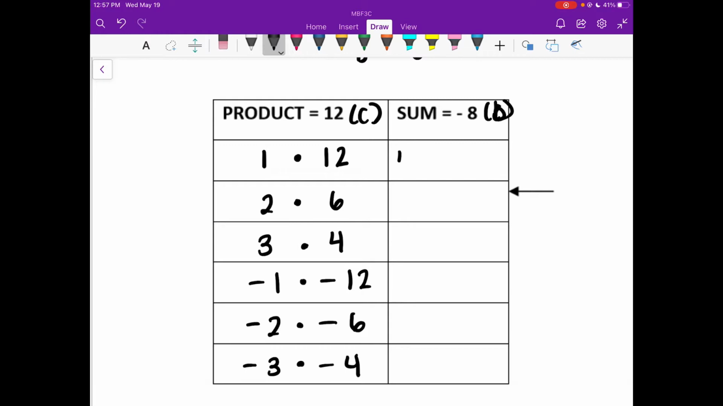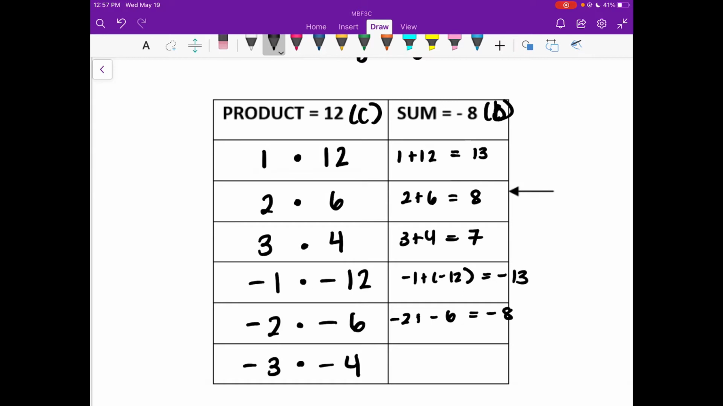Then I like to go in and say, okay, 1 plus 12 will give me 13. So this can't be it. 2 plus 6 will give me 8. I'm looking for negative 8, so that can't be it either. Then 3 plus 4 is going to give me 7. Negative 1 plus negative 12 is going to be negative 13. Negative 2 plus negative 6 is going to be negative 8. And negative 3 plus negative 4 is going to be negative 7.